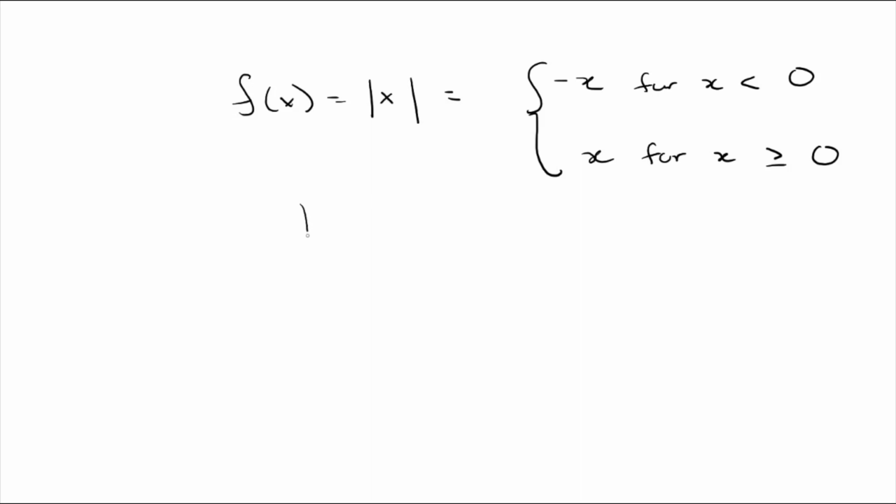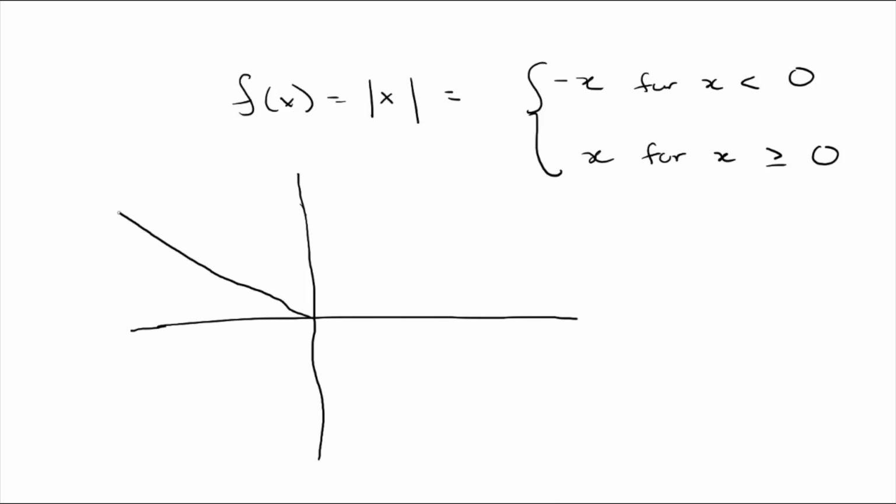So if we sketch it out, and that would be my biggest tip, whenever you have piecewise functions, always draw them out, as it will be much easier to understand the question. Negative x is really a line at a 45-degree angle in the negative direction, right? So that's y equals negative x for x less than 0.